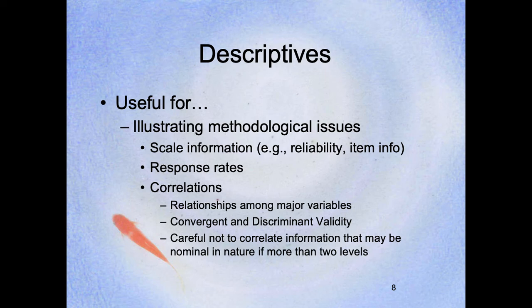So nominal measures, for example, like ethnicity, should not be looked at in terms of a correlational sense, because there's no rank order there, right? Same thing with gender. It's hard to interpret correlations with gender, especially if you have a male, female, binary answer, because there's no rank order to that.